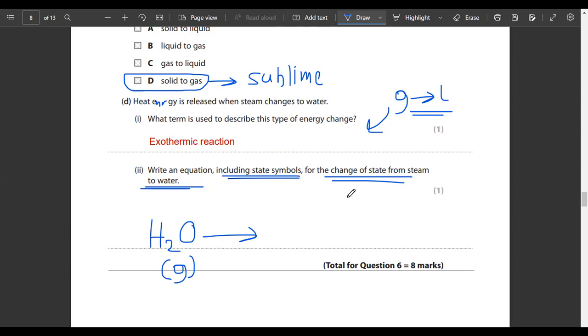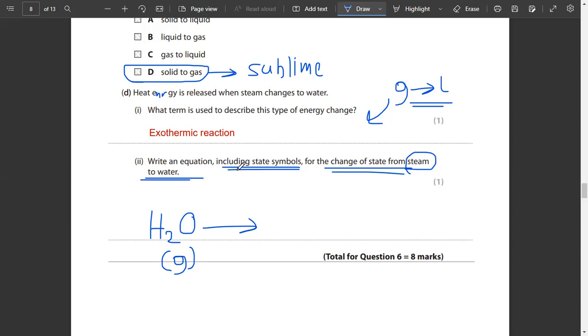Acha ji. So whenever you see steam and water, they are the same thing. The only difference is one of these is a gas and one of these is a liquid. So when you write an equation from changing from steam to water, क्या करेंगे? H2O gas would turn to H2O liquid.